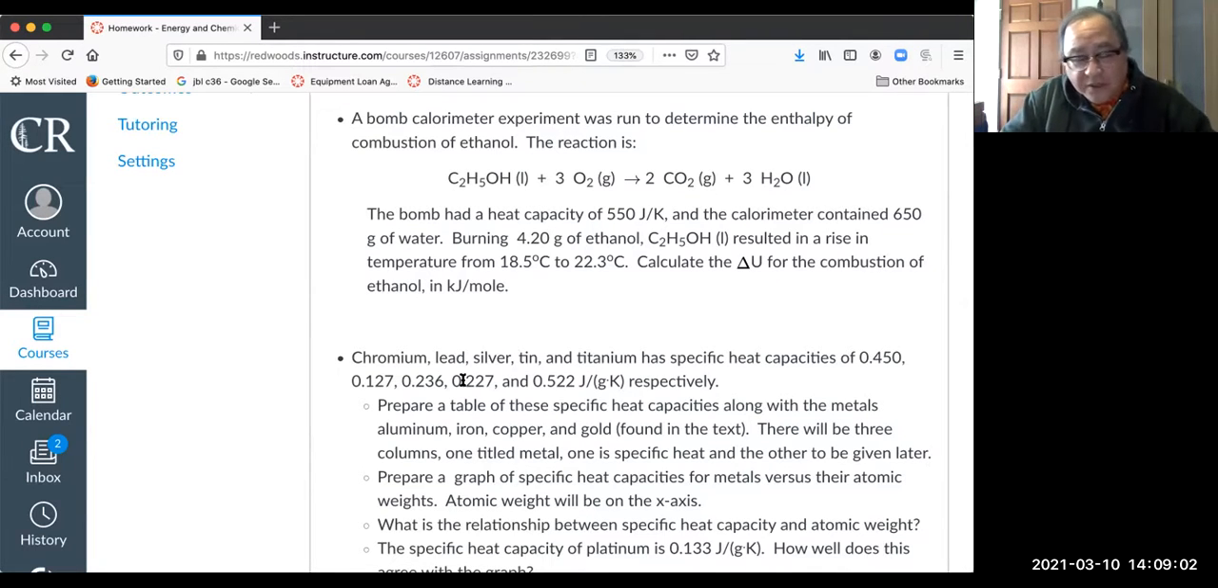So for some reason or other, this guy got influenced by some physicist who said, oh, you ought to actually write this. Okay. And then we want kilojoules per mole.